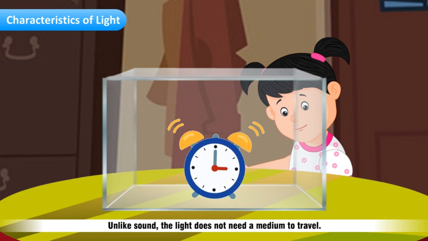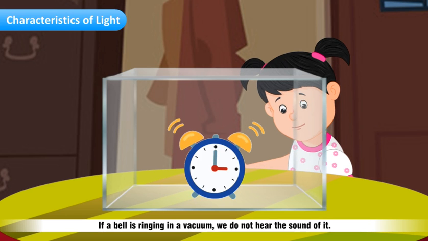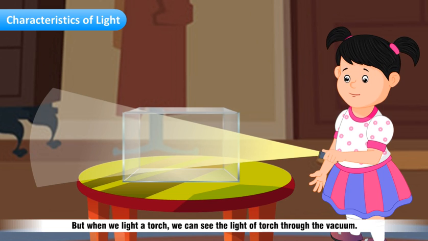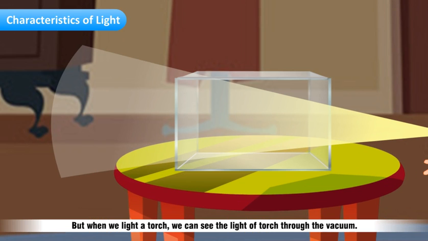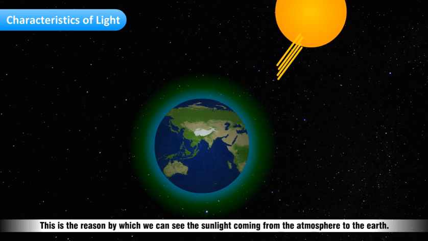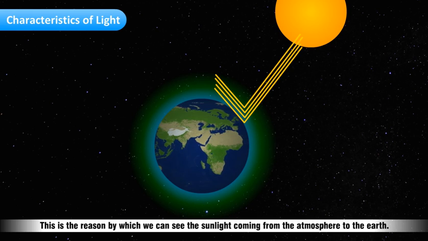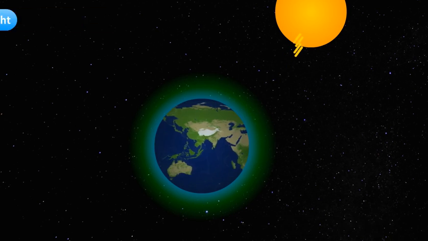Unlike sound, light does not need a medium to travel. If a bell is ringing in a vacuum, we do not hear its sound. But when we light a torch, we can see the light of the torch through the vacuum. This is the reason we can see sunlight coming through space to the earth.